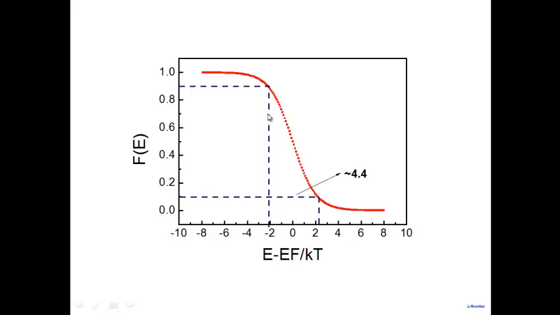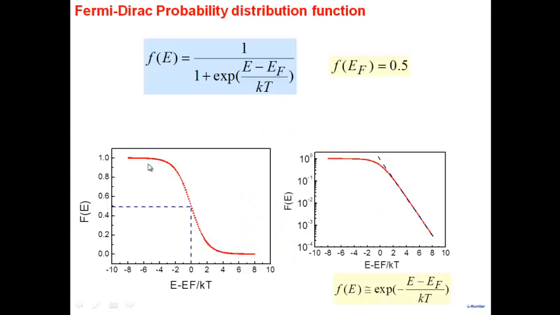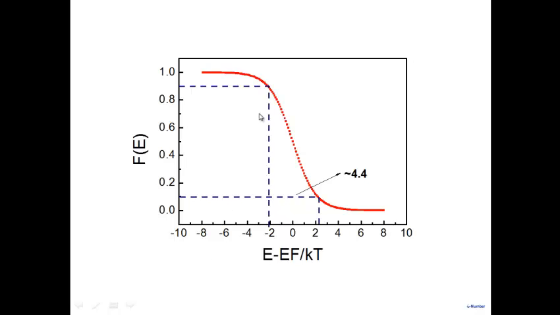Another thing you can ask is over what range the Fermi-Dirac function varies. It starts from 1 and then eventually goes to 0. Suppose I take 90% probability and 10% probability. This range is about 4.4 times kT, over which my Fermi-Dirac function goes approximately from close to 1 to close to 0. 4.4 kT.